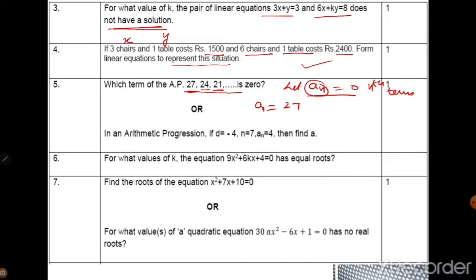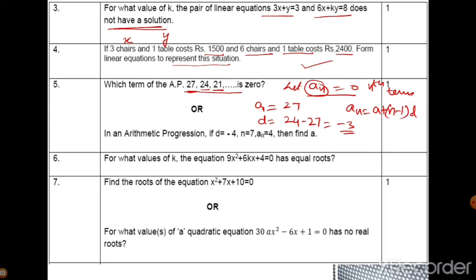And we know that the nth term formula is what? The nth term an is a plus n minus 1 into d. We know this formula. So here first of all we have to find d. d is the common difference, that is a2 minus a1. That is 24 minus 27. That is minus 3. Okay. So this we have to find first. Then we have to write the nth term.